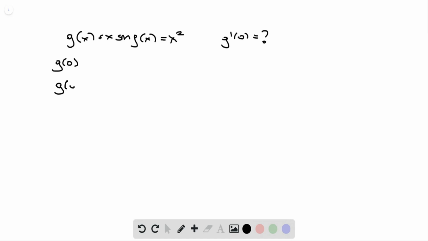So we have g of 0 plus 0 times sine g of 0 is equal to 0. This term is 0. So from this we see that g of 0 is 0.